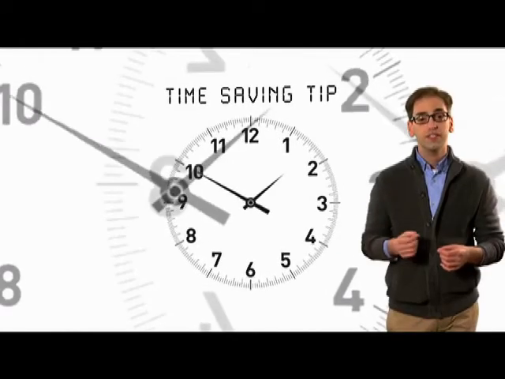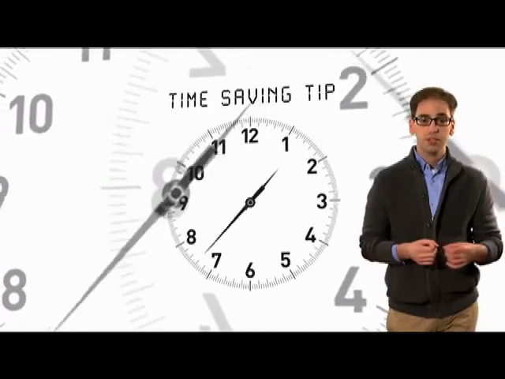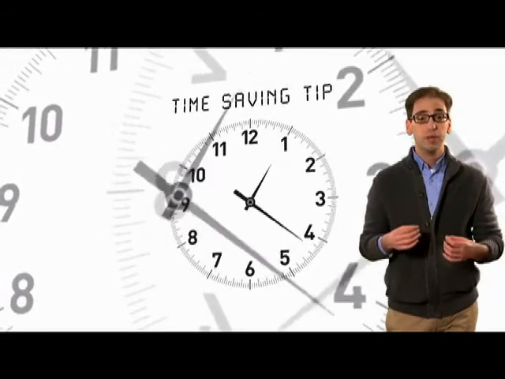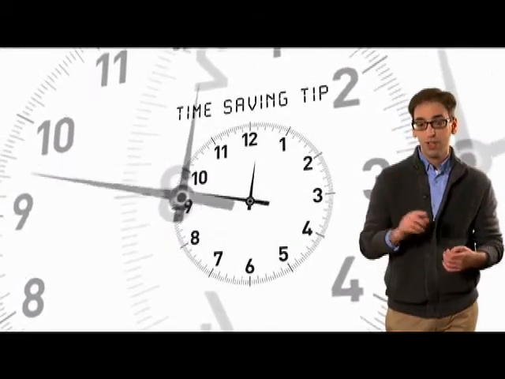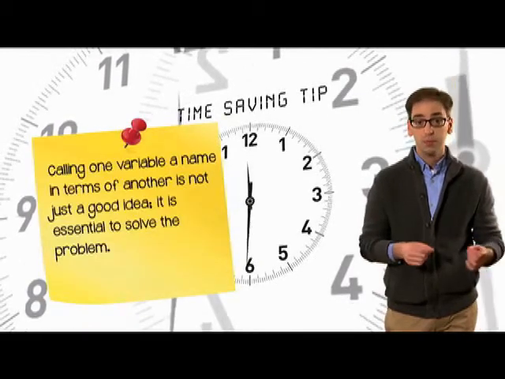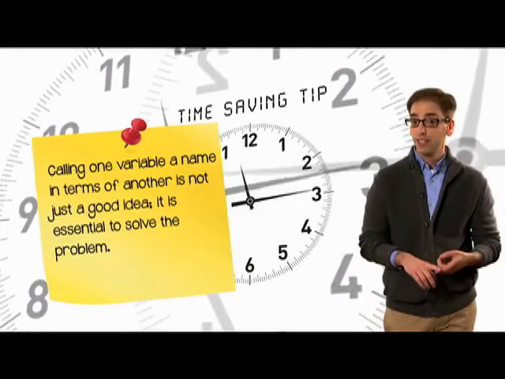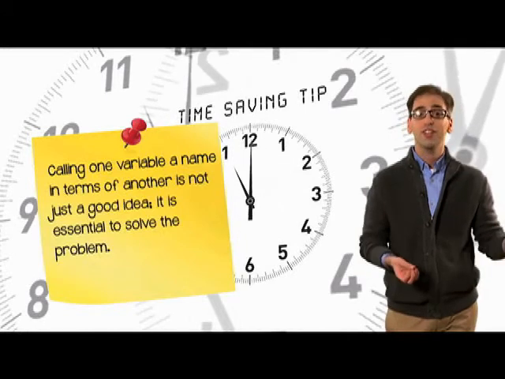If you called the number of Nick's books n and Peter's books p, you wouldn't have enough information to solve. You can only solve an equation that has one variable. If you're able to call it a name in terms of another variable, you not only save time, you're able to solve the question in the first place. Let's see how this comes up on a question.